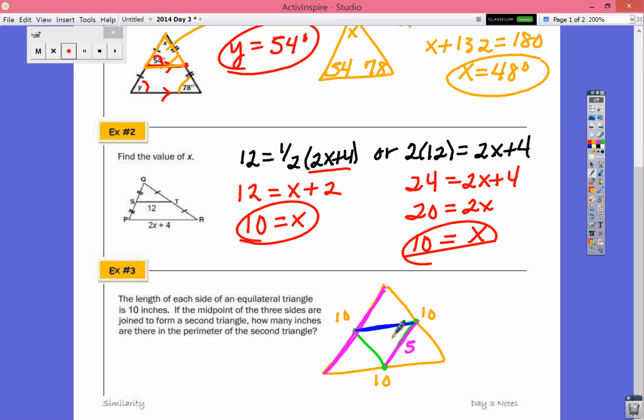Here's another mid-segment, which is parallel to this side, so its length is half, and then so on with the third. So the perimeter of the second triangle that was formed by connecting the midpoints is 3 times 5, or 15 inches.